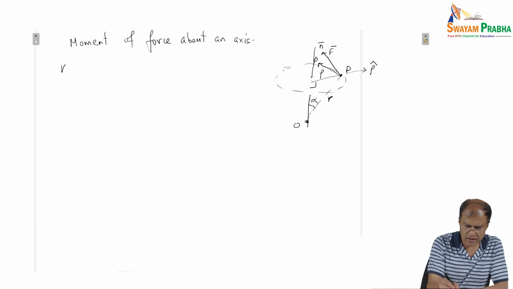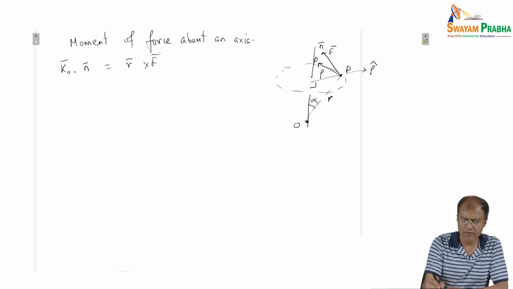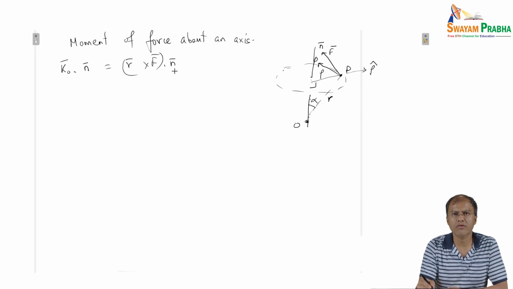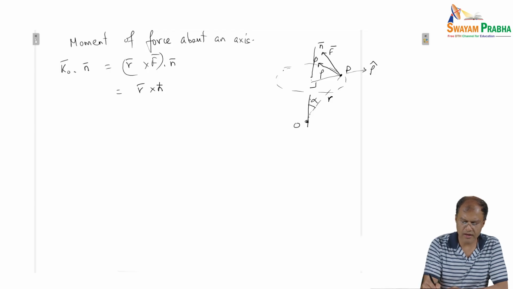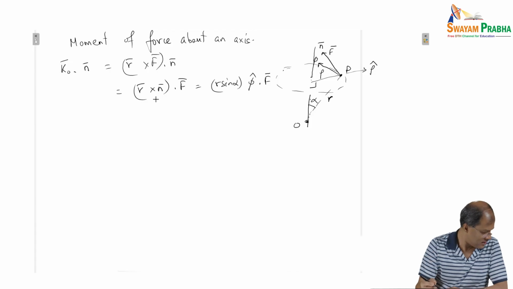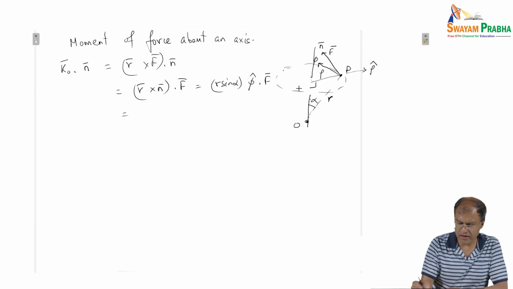Okay, so we saw that the couple or the moment of force K naught times n, that is we are trying to write down the magnitude, is going to be R cross F dot with n, and using our standard formulas for the scalar triple product, this is R cross n dot with F, and this is also equal to R sine alpha phi hat dot with F. So that's my R cross n, R sine alpha.